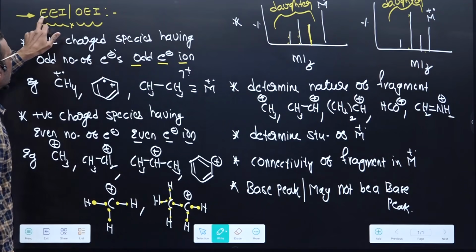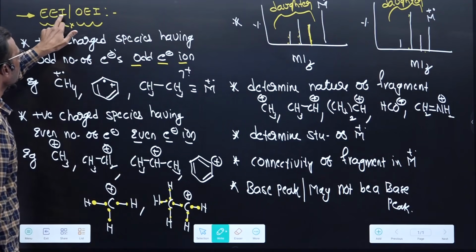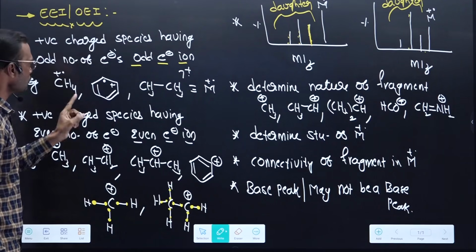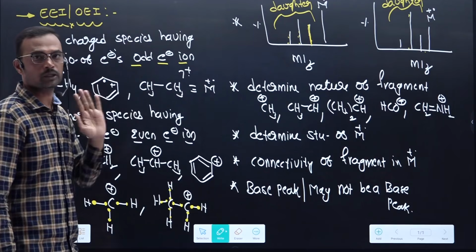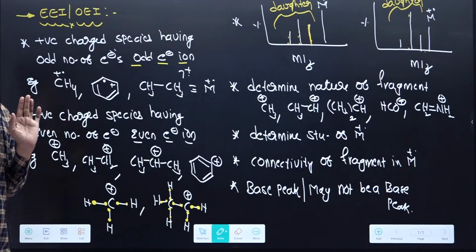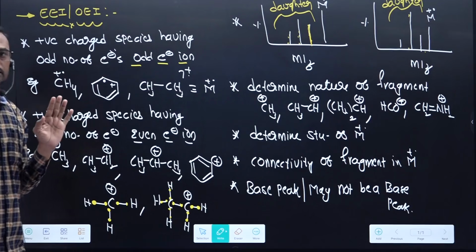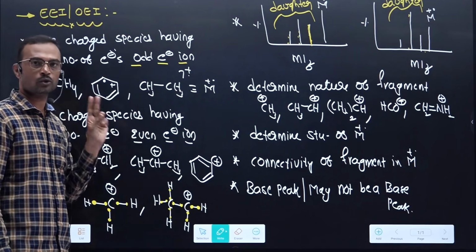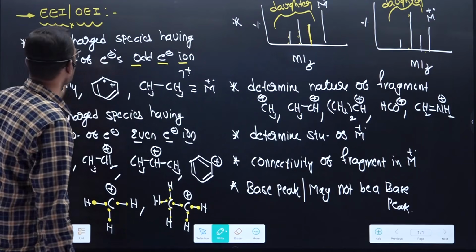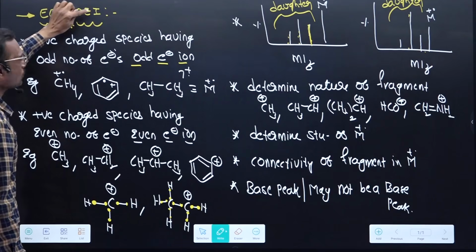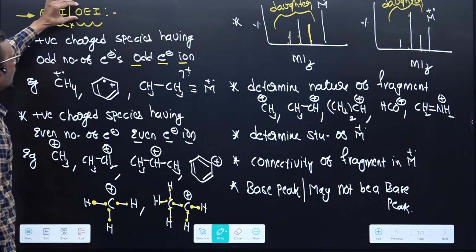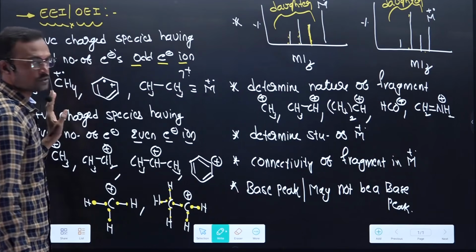See the name, even electron ion means the ion carries an even number of electrons. Odd electron ion means the ion carries an odd number of electrons. We are classifying based on the number of electrons only. We are not classifying based on m by z value. M by z value is different. Nature of ion is different. Ions are two types, even electron ion and odd electron ion. So I will write in two different forms, even electron and odd electron species. Even electron species carry an even number of electrons, odd electron species carry an odd number of electrons. That's it.